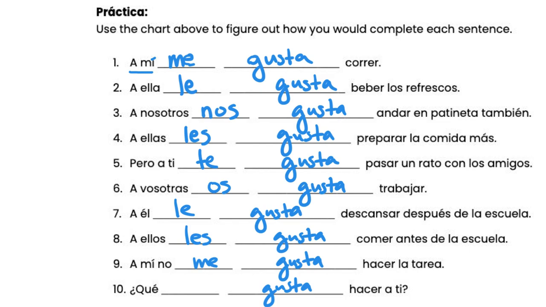All right, and the last one, ¿qué blank gusta hacer a ti? Oftentimes in questions in Spanish, the subject comes at the end, which is different from how it is in English. So for this one, we would need to look at the end of the question, because there's nothing here that tells us what subject it is. ¿Qué just means what. But here at the end, I see it says a ti. So looking up at the chart, I see the a ti goes with te gusta.